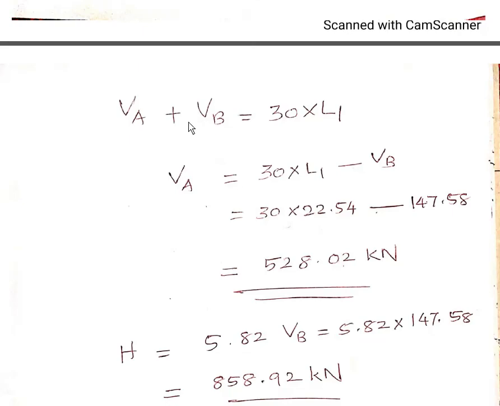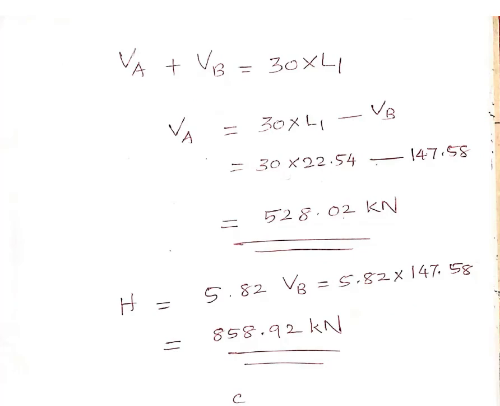So here Va plus Vb is equal to 30 into L1, and Va is equal to 30 into L1 minus Vb. So we know the values of L1 and Vb, so we get the value of Va here, and h we know that it is 5.82 Vb. So substitute the value of Vb and get the value of h. So now we have calculated all the support reactions here.